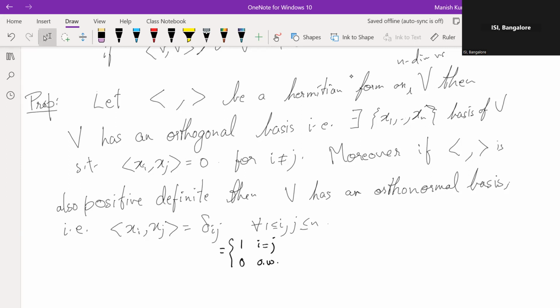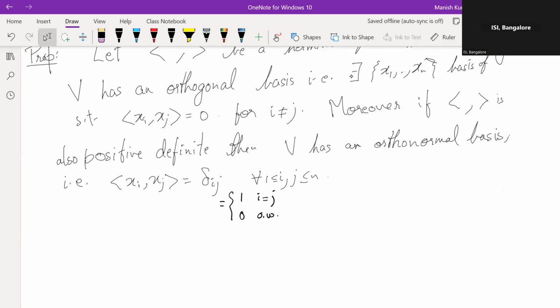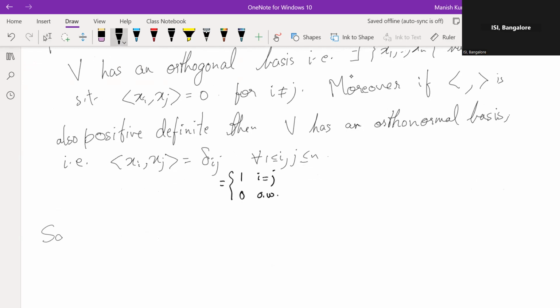So you can repeat the same proof. You'll just have to replace symmetric bilinear by Hermitian, and positive definite remains. More or less the same proof goes through in this case as well. So maybe I'll just write: same proof as for the symmetric bilinear case.